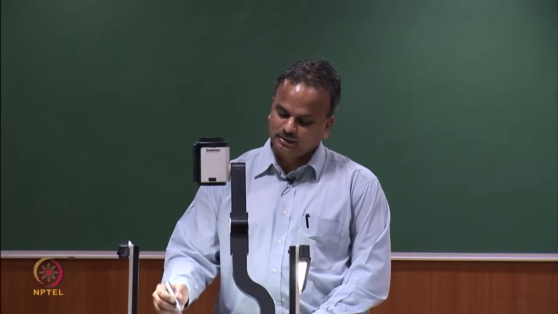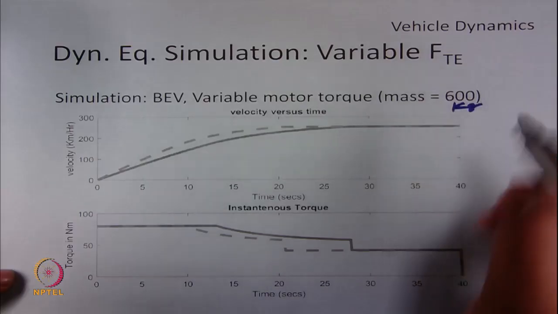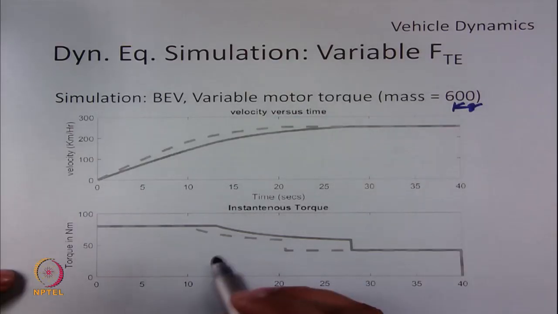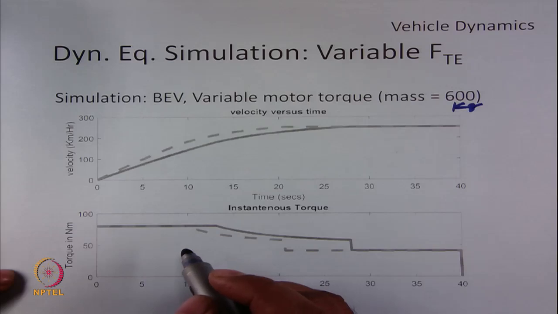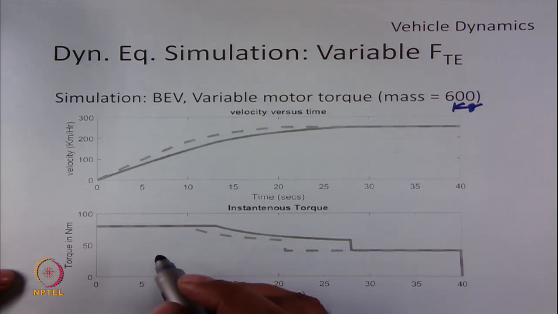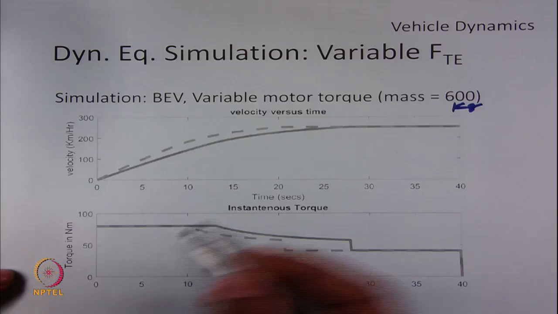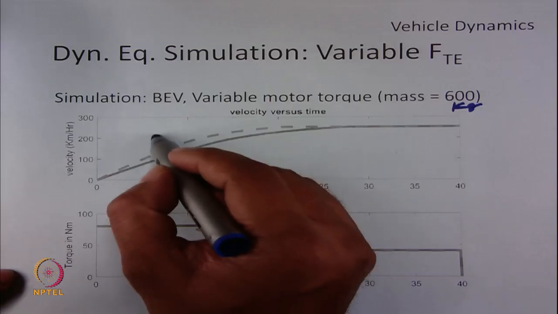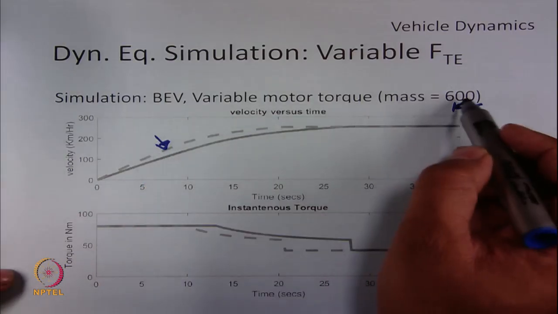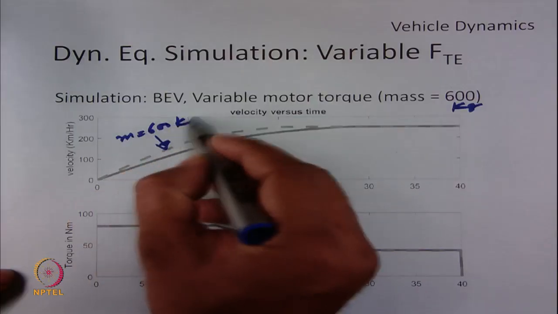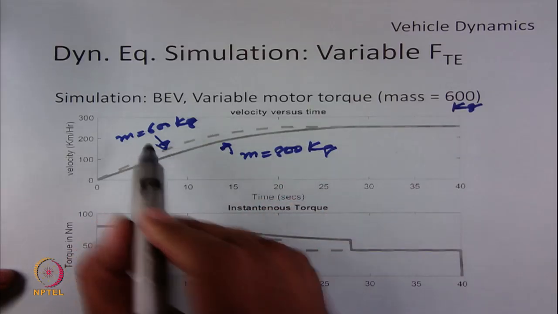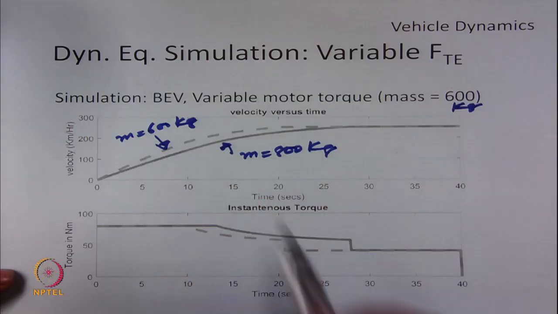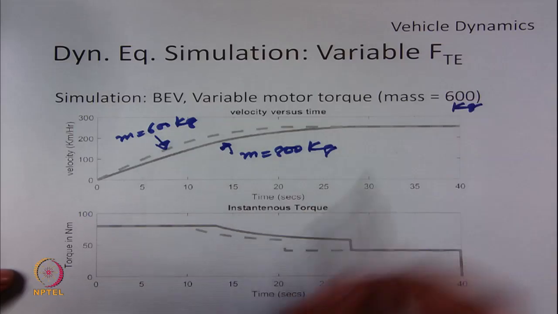We can also see the variation in performance of the system when the mass is reduced from 800 kgs to 600 kgs. So, if we reduce the mass of the vehicle, we expect a faster acceleration. So, we can see that also in that graph. So, this is basically the case where mass is 600 and this is mass is equal to 800 kgs. So, when we reduce the mass, the acceleration becomes faster and we can reach the V max velocity earlier.